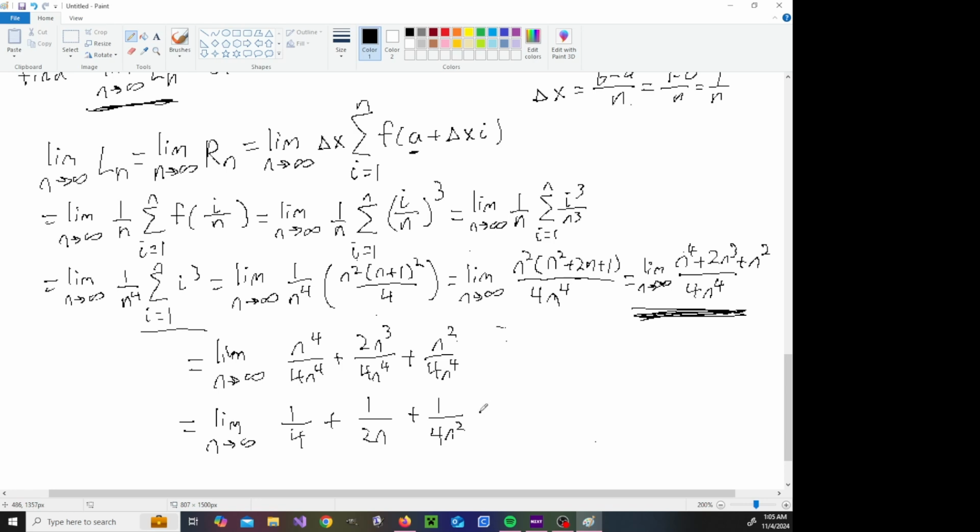And now we have that. Well, now if n is becoming infinitely large, then 1/4 is unaffected. 1 over 2n goes to 0, and 1 over 4n squared also goes to 0. So it turns out this is 1/4.